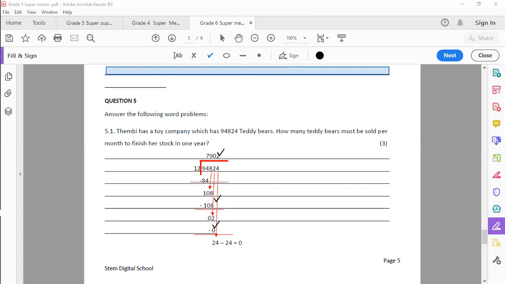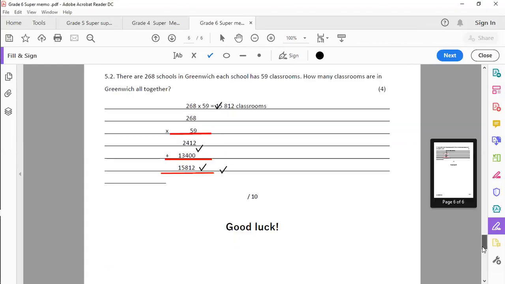Any problems at all with the long division? I think everyone is fine in terms of the long division. All right. Let's move to the last question.